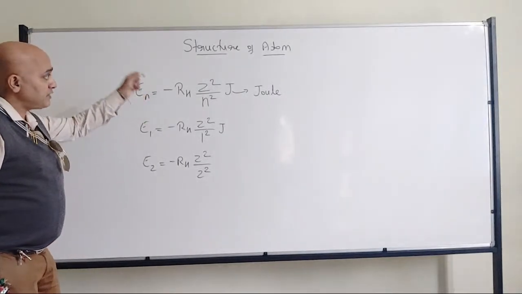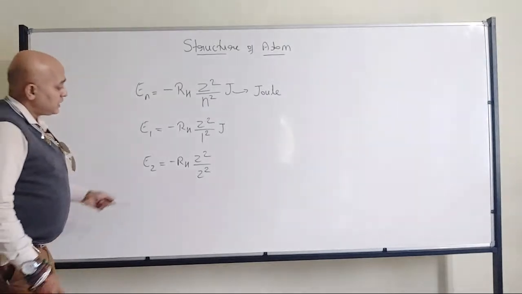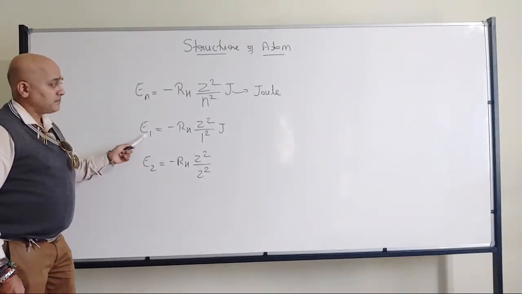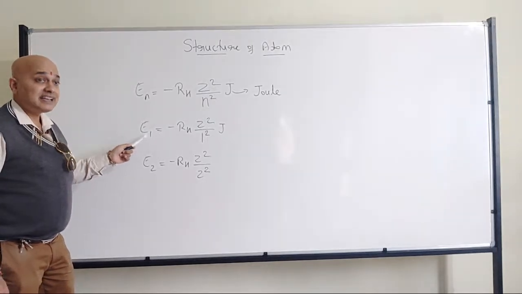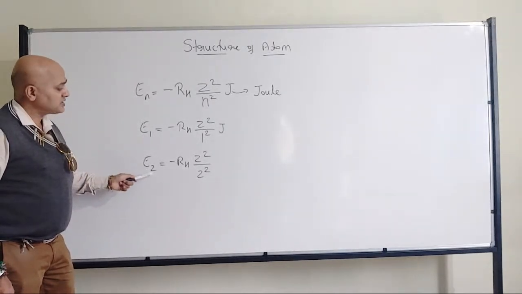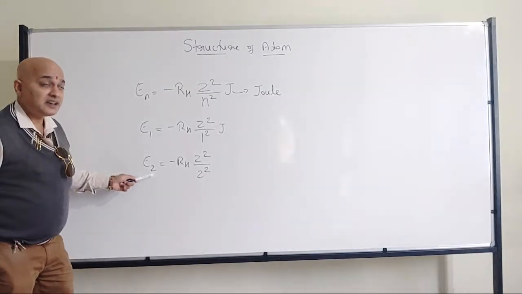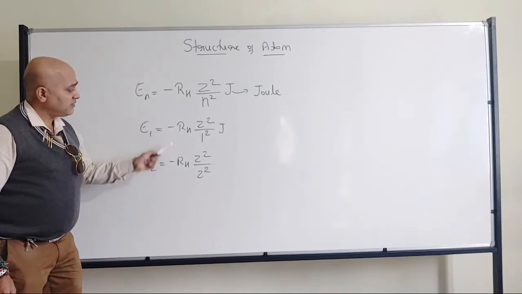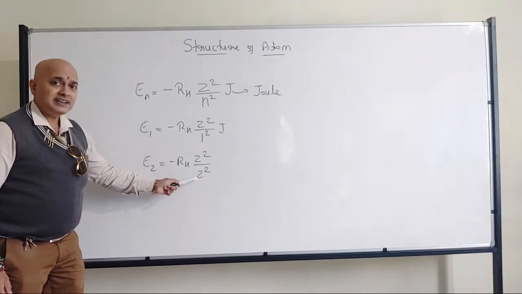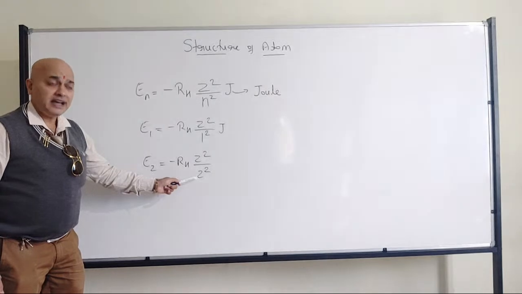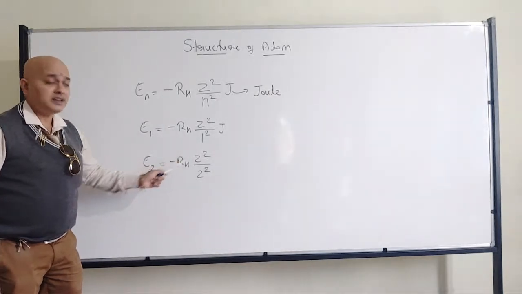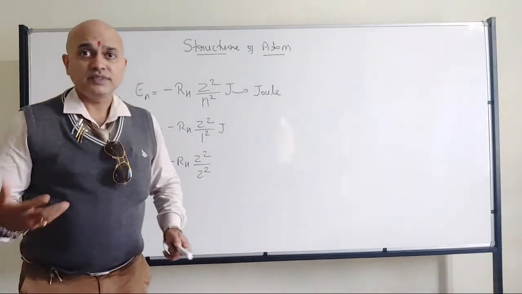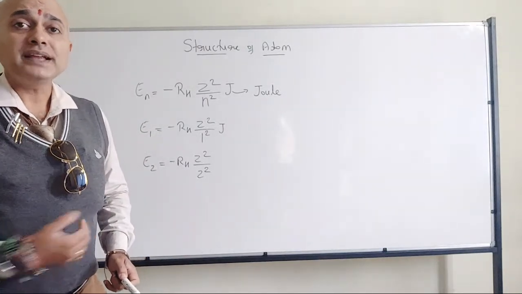If you know this equation, you can tell the whole story. If you observe it carefully, the energy of energy level 1 will naturally be less than that of energy level 2. What is the reason? Because there is an increase in the number. Since there is a negative value, in the denominator, as the value increases, the whole value is going to increase because of the negative sign. It's simple mathematics.